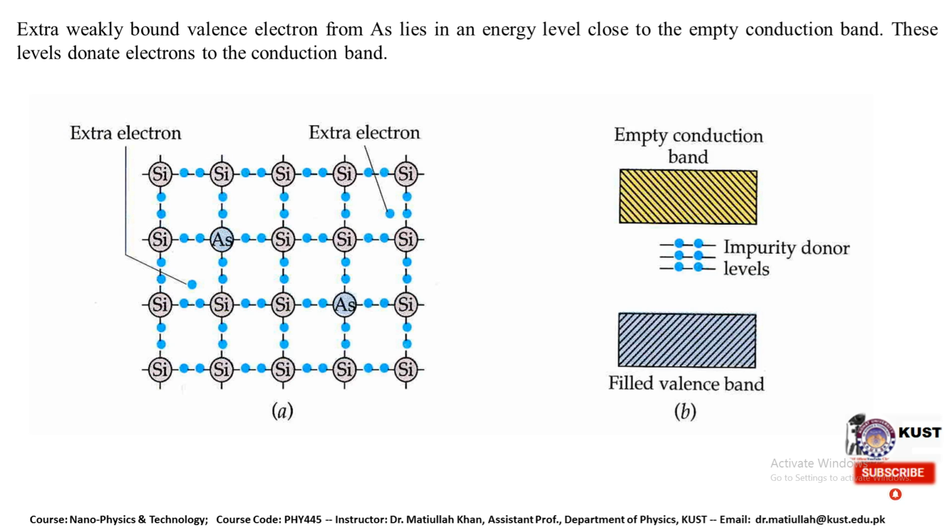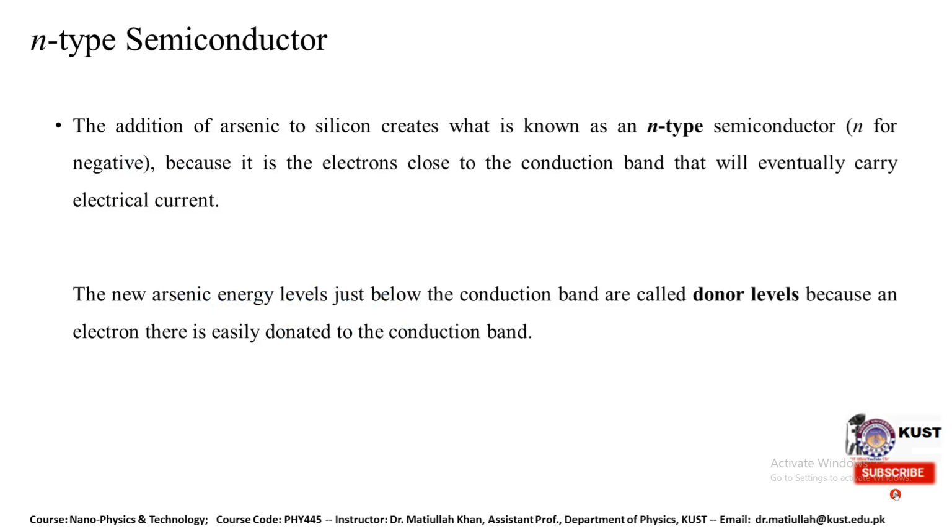This is silicon, and arsenic is doped in silicon, and one extra electron is created. The extra weakly bound valence electron from As lies in an energy level close to the empty conduction band. So this level donates an electron to the conduction band. This is one type of extrinsic semiconductor.